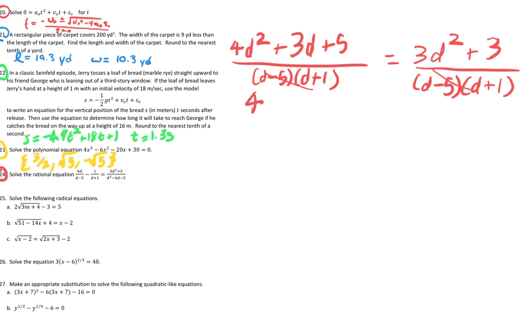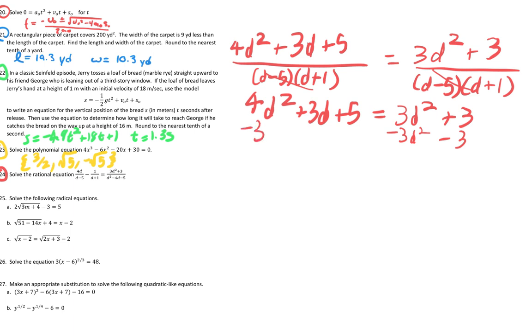So we're going to be left with 4d squared plus 3d plus 5 is equal to 3d squared plus 3. Now I'm going to combine our like terms, and I'm going to do so by subtracting 3d squared and minus 3 on this side to our left side. So minus 3d squared minus 3. So we're left with d squared plus 3d plus 2 is equal to 0.